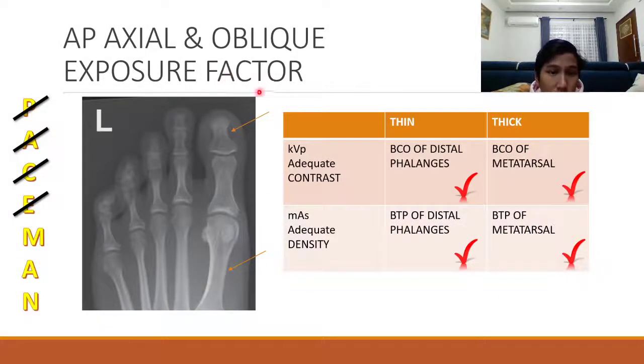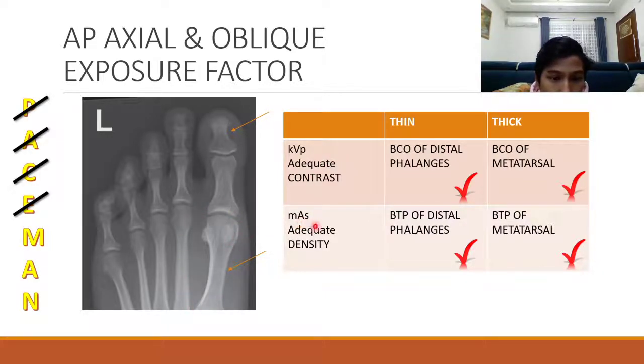For the exposure factor, the KVP used is adequate because we can see the contrast for the thin structure. The bony cortical outline of the distal phalangeal can be seen, and for the thick structure, the bony cortical outline of the metatarsal can be seen.